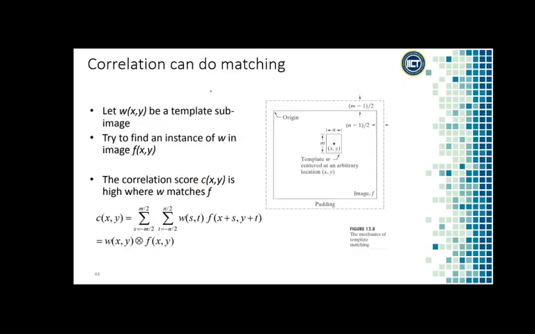So correlation can do matching, and if you have a certain kind of template like this, it moves from left to right, top to bottom, in a sliding operation. So it tries to find an instance of W in image F of x, y, right? It tries to find this patch in this blue image. So the correlation score is computed at each point where the window slides, and the computation of the scores is done in this manner.